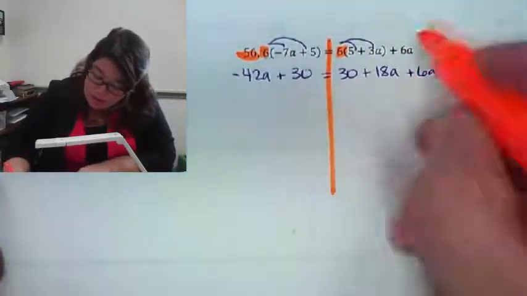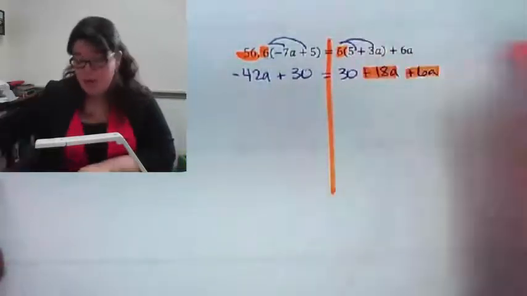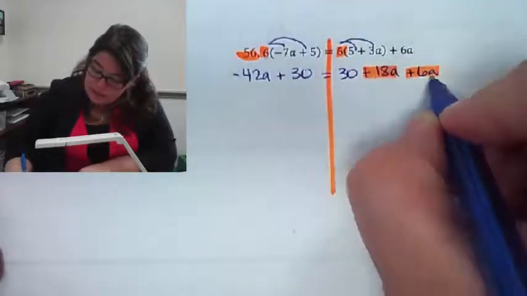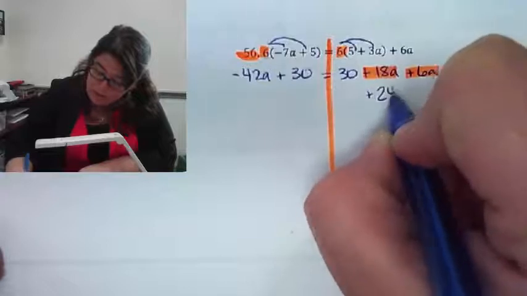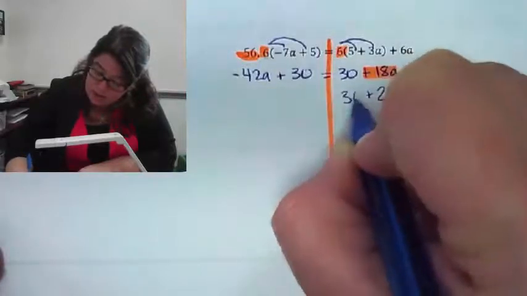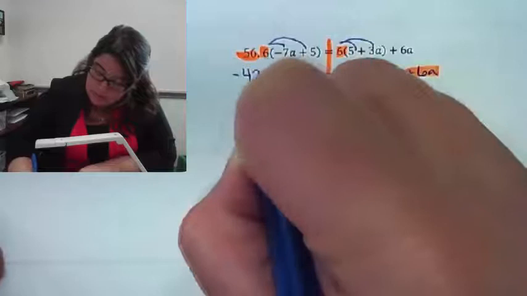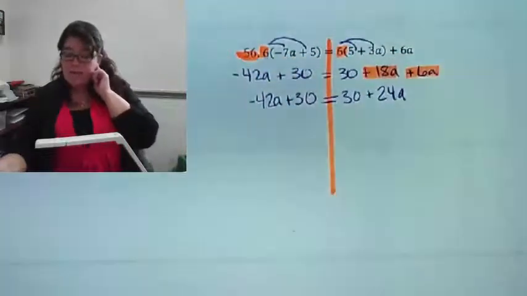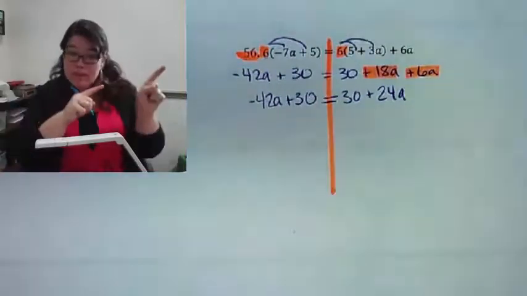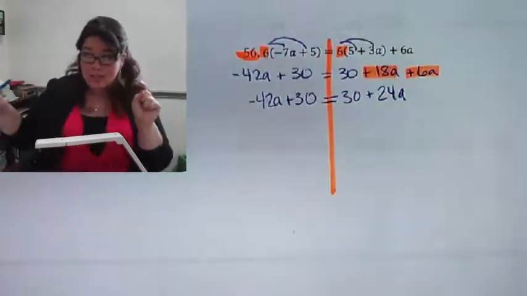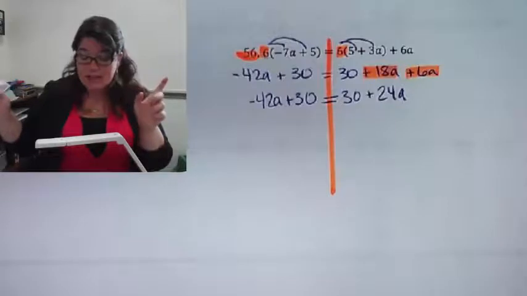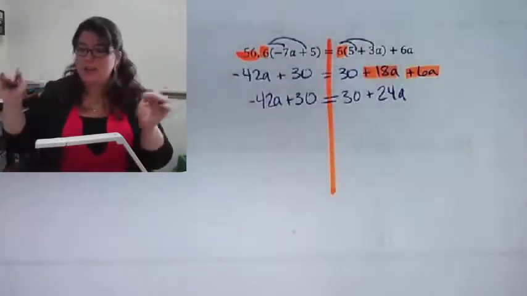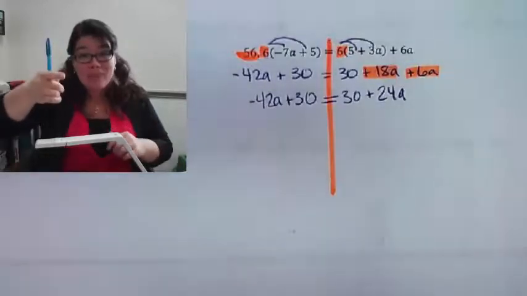Well, right here I got me some like terms on the same side. So let's see, +18 and +6 is going to give me a +24a. Everything else stays the same. I like it. Now, time for the next part. Put your variables here, get your constants there, do the inverse operation just to keep things fair.